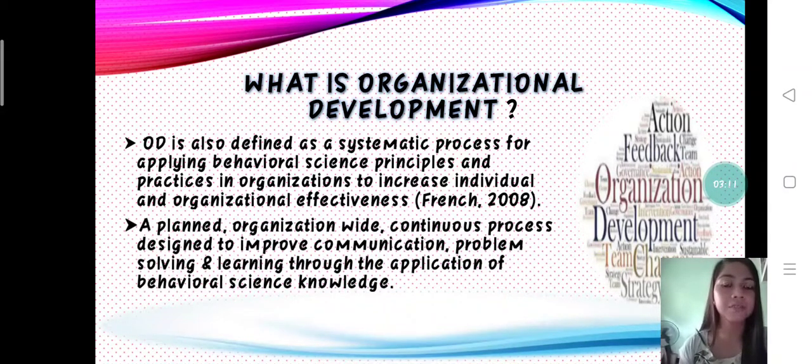And the second definition is organizational development is a planned organization-wide continuous process designed to improve communication, problem solving, and learning through the application of behavioral science knowledge. So meaning, therefore, organizational development refers to the various ways and procedures to increase the productivity of organization. So ito yung mga samahan na isang organisasyon na nagtutulungan upang makamit ang productivity o kasaganaan ng isang organisasyon.